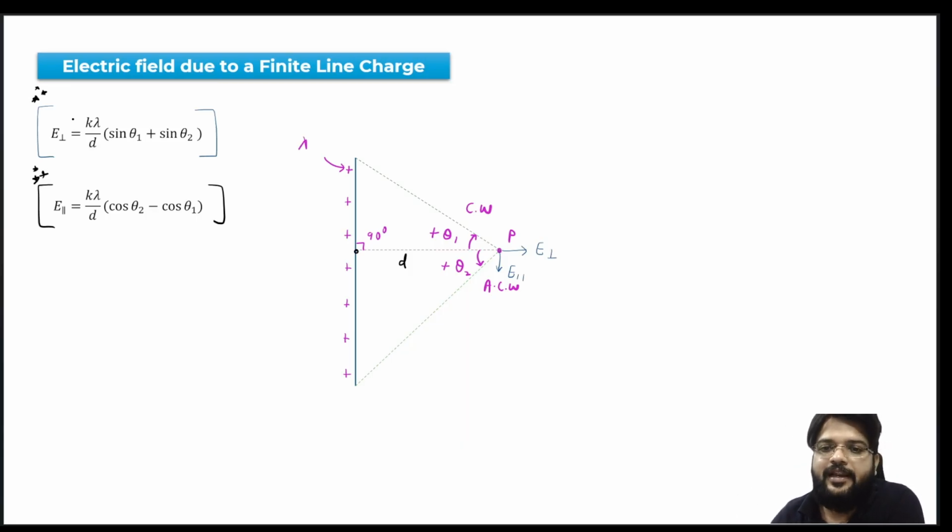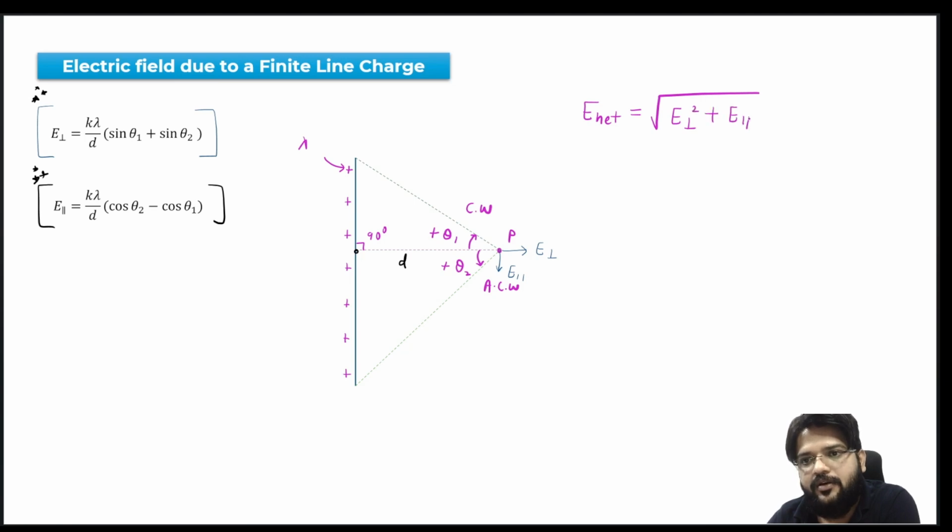And if we want the net electric field at the point P, then net electric field can be written as the square root of E perpendicular squared plus E parallel squared. If you want the direction of the net electric field at this point P, then for the direction, put one test charge here. And let's suppose the net electric field is in this direction.